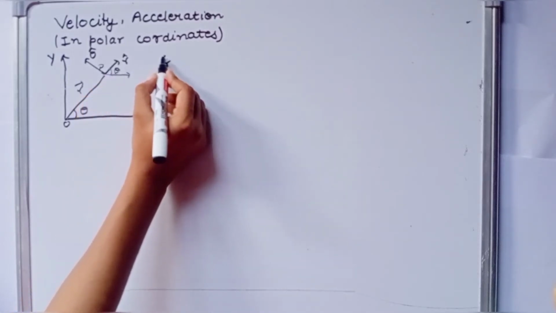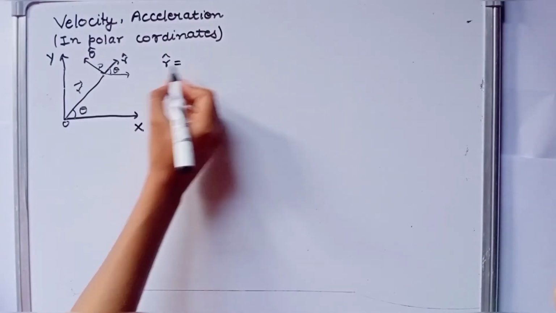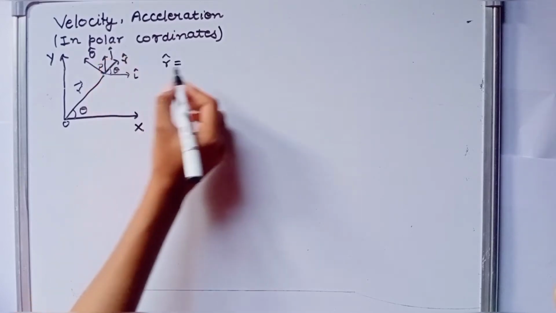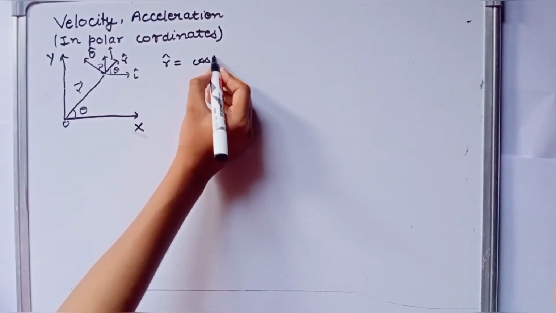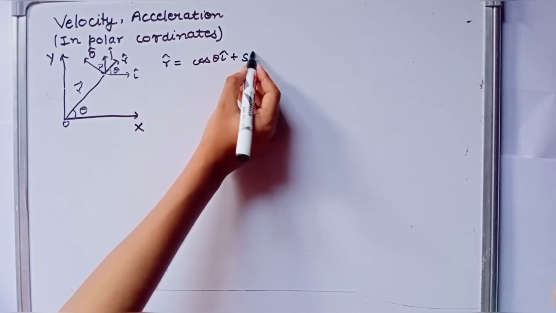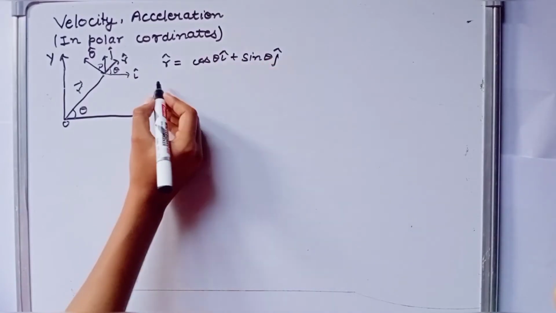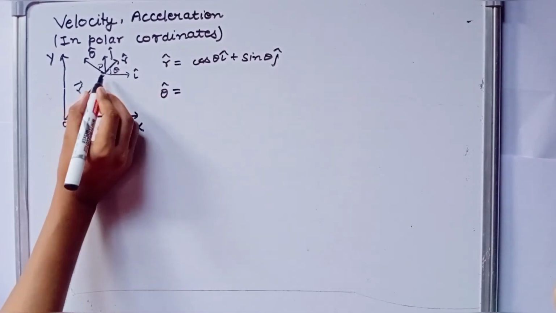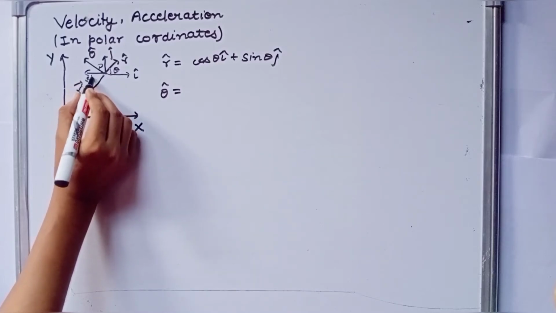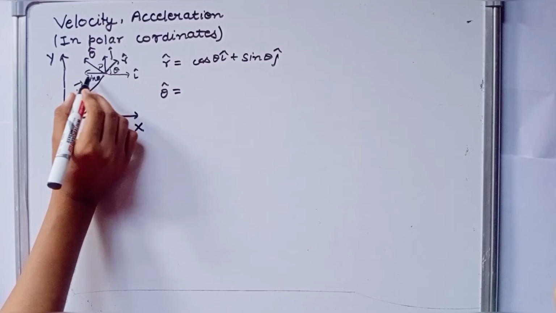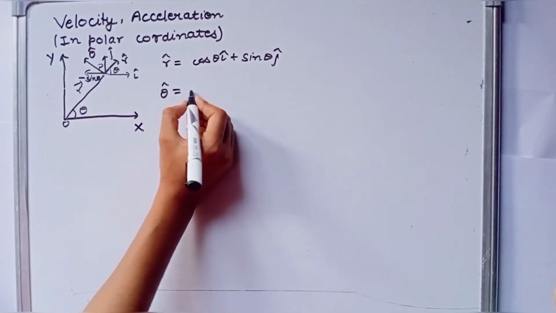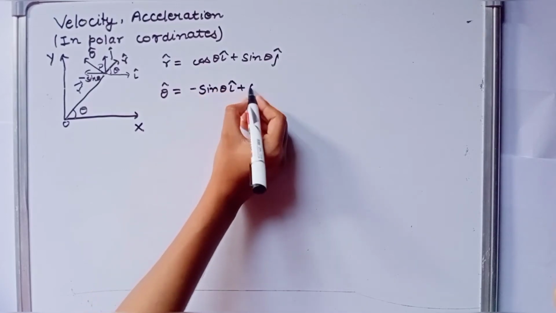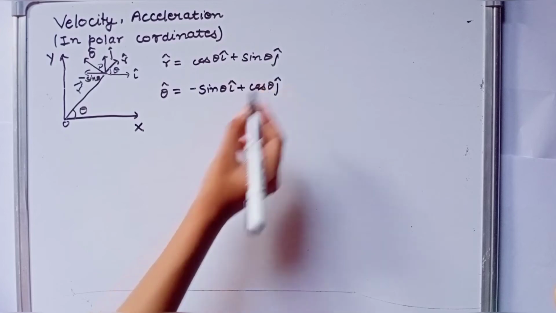So I can write r cap in its basic components, that is, one in the i direction and another one in the j direction. So these two components will be cos theta i cap plus sin theta j cap. In a similar manner, I can write theta cap in its components like this will be sin theta, and since it is in the negative x direction, I will consider minus sin theta. So its components will be minus sin theta i cap plus cos theta j cap, right?